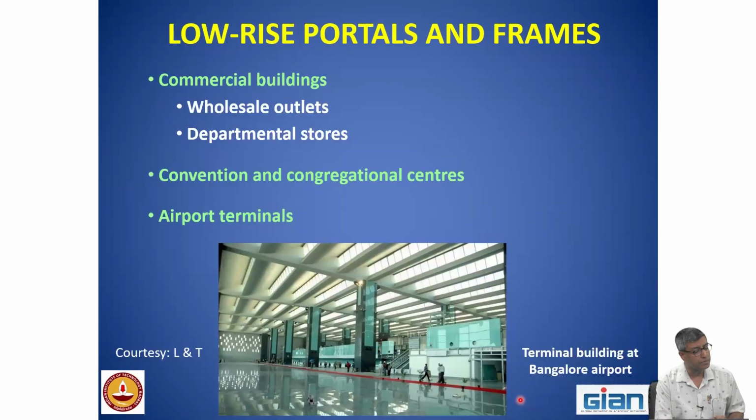Next, commercial buildings, wholesale outlets, departmental stores. This type of malls have brought in new architectural possibilities, along with that the structural design and construction possibilities. Convention and congregational centers, airport terminals. Look at this beautiful picture. This is the Bengaluru terminal, where these are made up of shell units. Again, the units I will be coming to later. But you can see how nicely the daylight scheme has been introduced. And all this needs quite some precision in the design. It's not like just put a slab, put a roof. It's not like that.